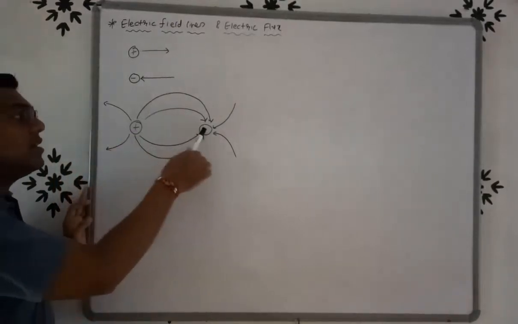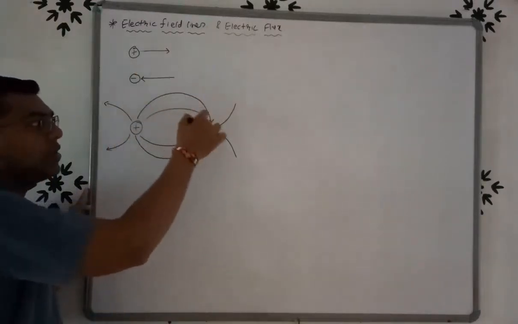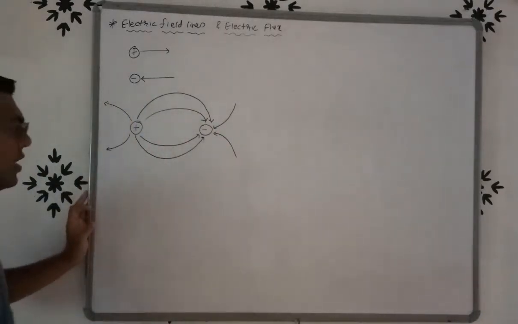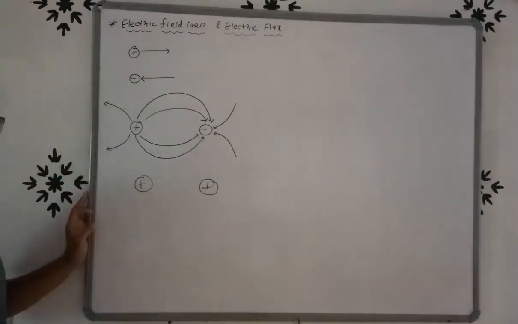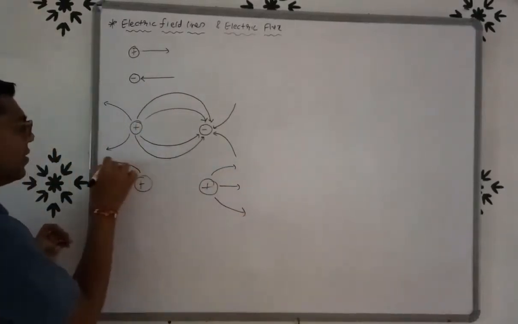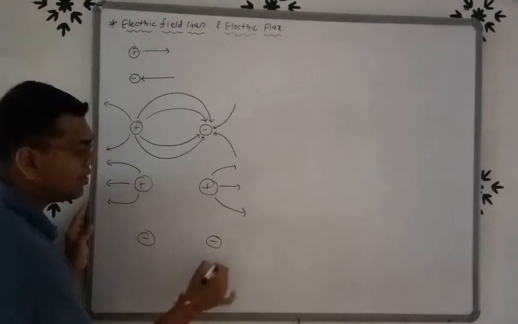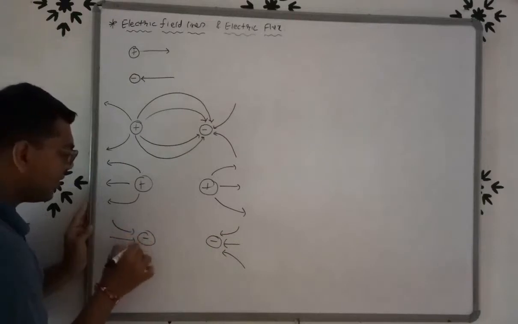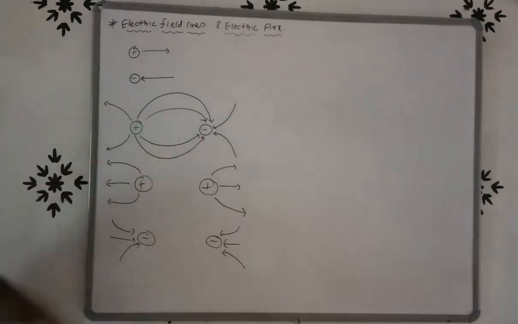Again see, this is positive and this is negative charge. We want to draw the field. From positive, the direction is outward, and negative inward. So the direction of electric field lines is like this. If there is a positive charge, the field lines are in outward direction, like this. If there is a negative charge, field lines are in inward direction, like this. So this is the representation of electric field lines.